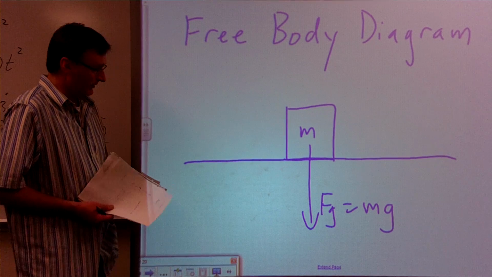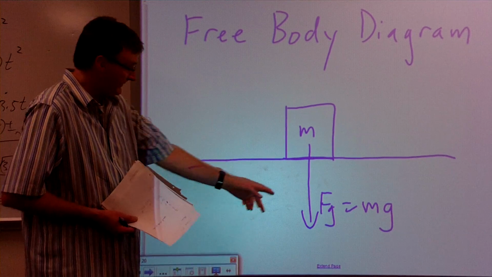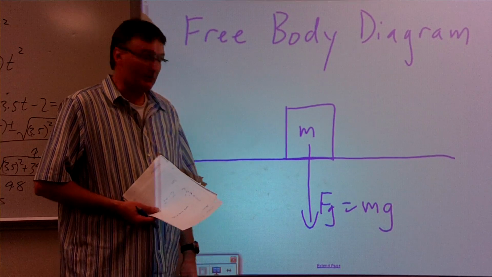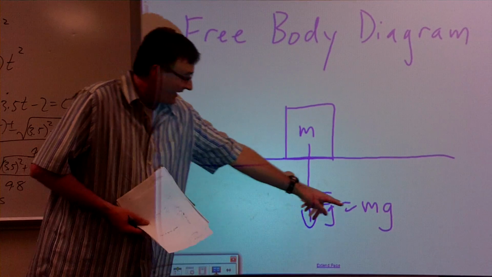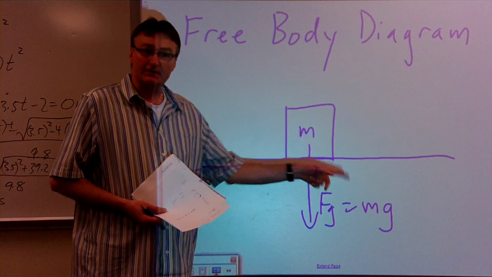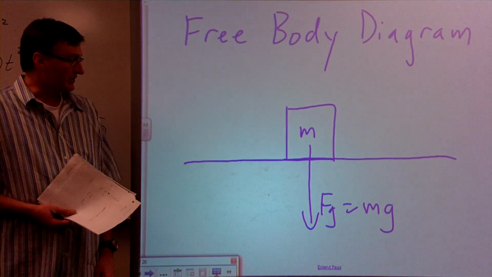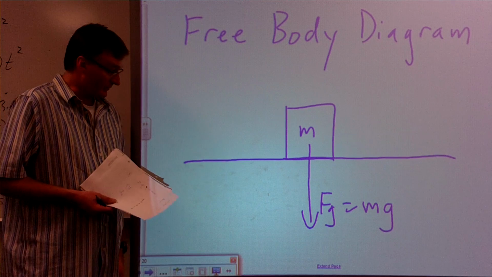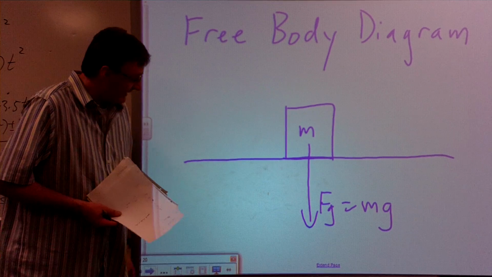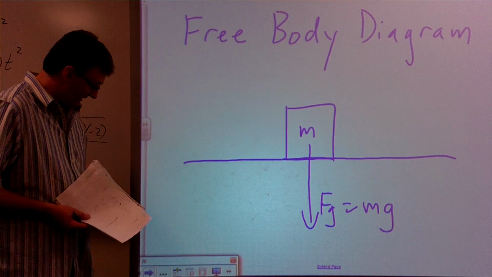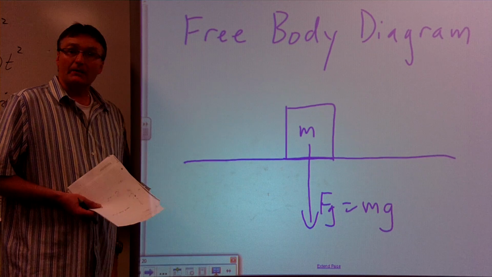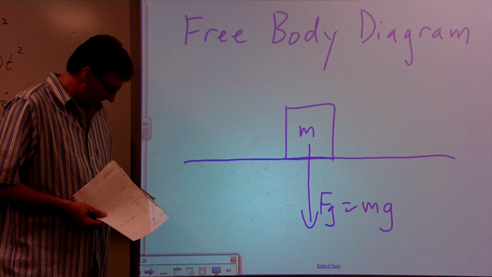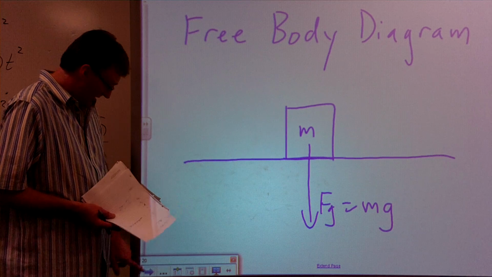And the first force that we'll look at is the force of gravity. Obviously that's in the downward direction toward the center of the Earth. And that equals simply the mass of the object times g, which is 9.8 meters per second squared. So that's how you determine the force of gravity on an object. Again, it's just the mass times the 9.8, and it's in the down direction. So that's a gravity force.